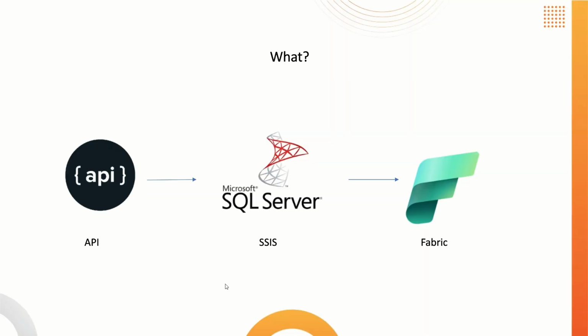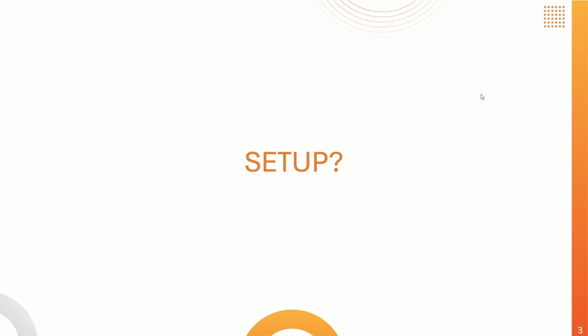So why this approach? Well, SSIS remains robust for the data orchestration. API provides flexible and real-time access to the external system, and Microsoft Fabric Warehouse gives a high-performance analytics engine, making this trio a great combination.